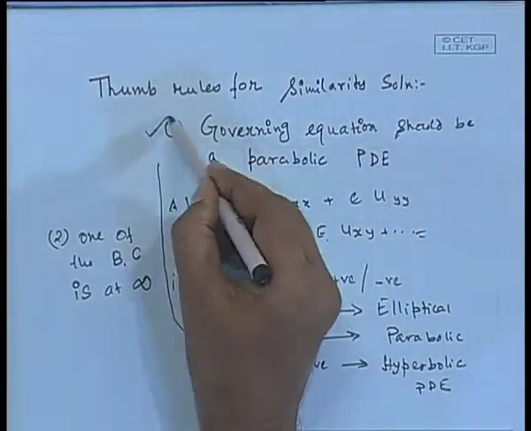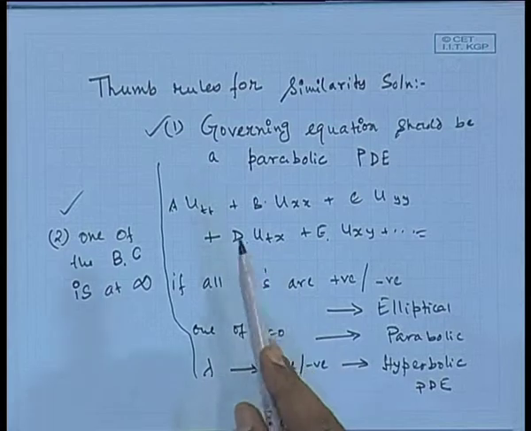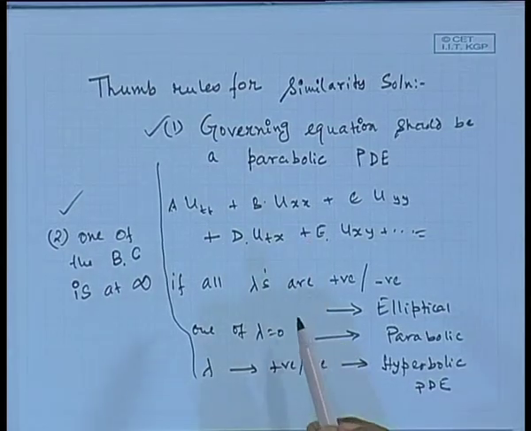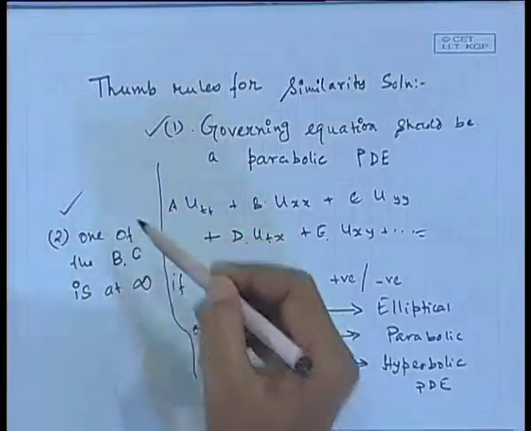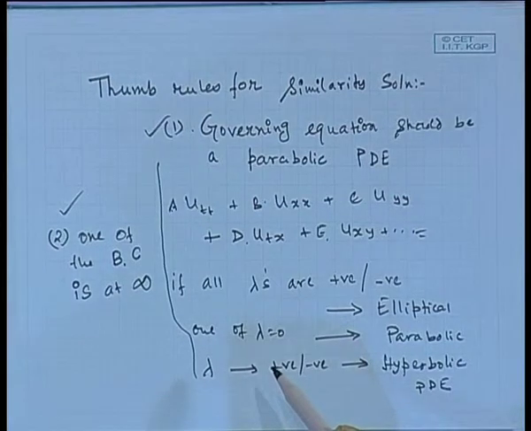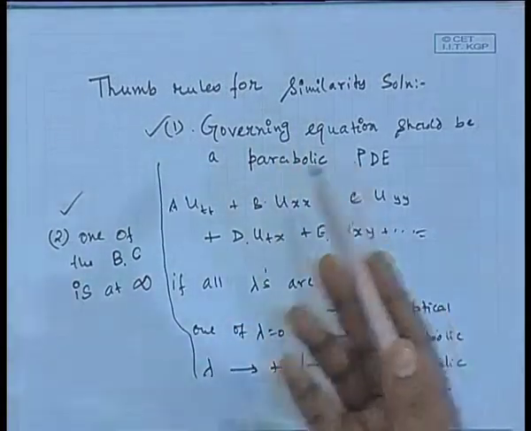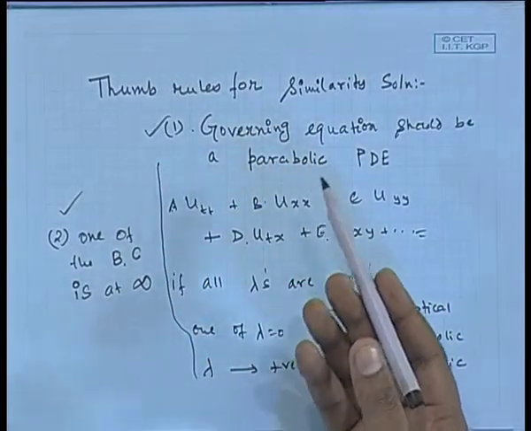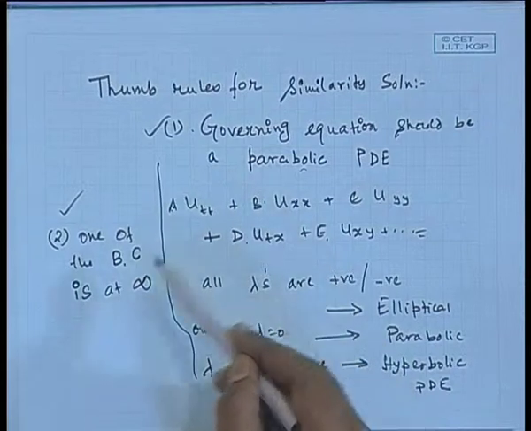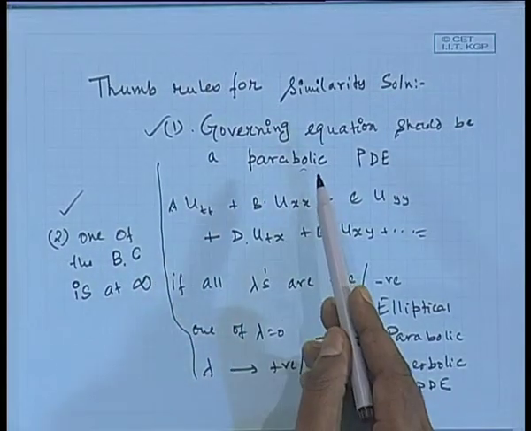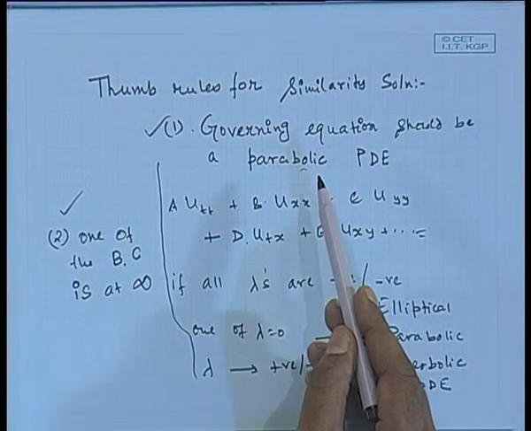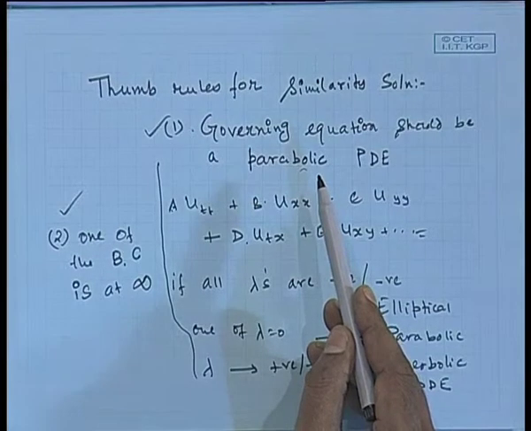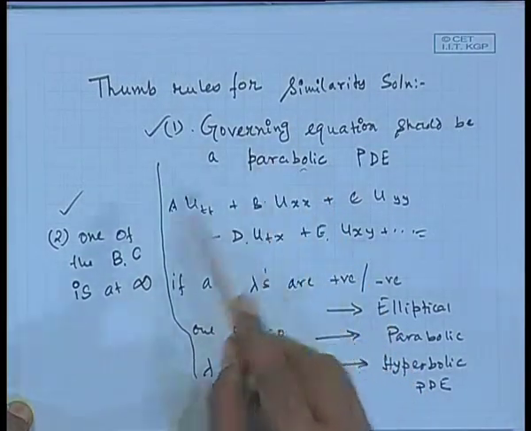If these two conditions are satisfied, then you may get a similarity solution, or may not; that is not guaranteed. But if you have a similarity solution, then these two conditions must be satisfied. That means they are necessary, but not sufficient. That is why these are called thumb rules, not actual rules. If these two conditions are satisfied, then only you will be getting a similarity solution, but that does not guarantee one. If you have a similarity solution, these two conditions must be present.